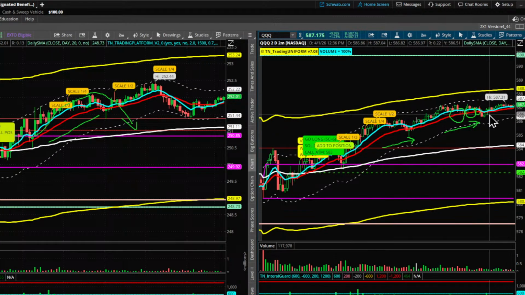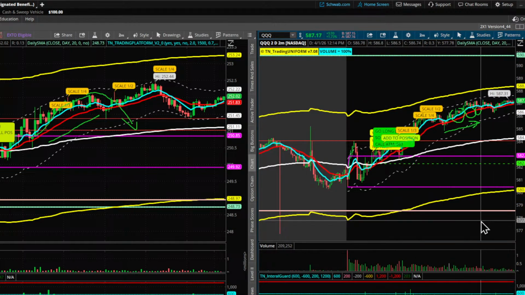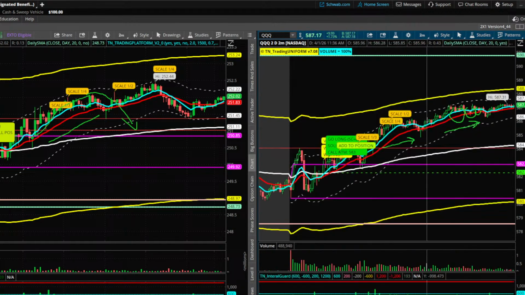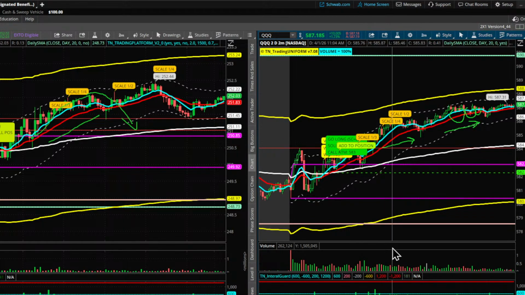So I still have a couple of options. I'm reluctant to sell because the trend is still healthy, but I think I got enough. I'm going to close the rest of my position right now and just go ride my bike.